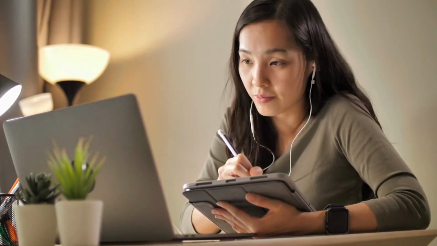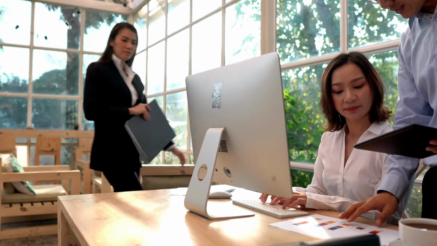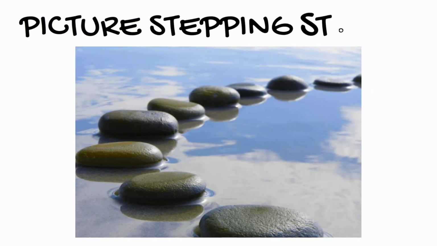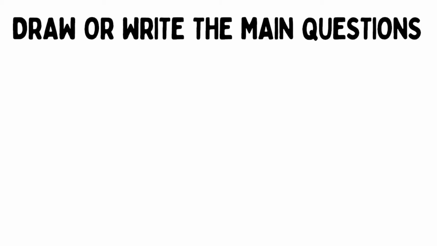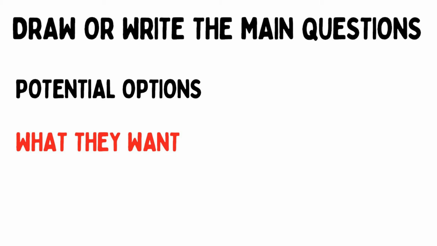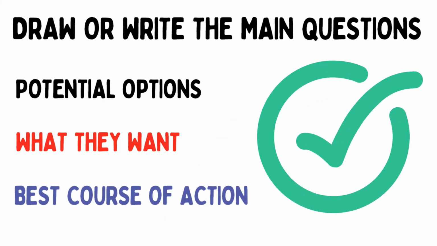Next, let's actually conduct an analysis to give you an idea for your website or business. For this, we're going to do the 4 steps of conducting a content gap analysis. Picture stepping stones leading you from one stage of the buyer's journey to the other. Your job is to get them from A through to Z. Draw or write out the main questions your target audience has, their potential options, what they want before making a purchase, and which calls to action will likely make them reach out to you.